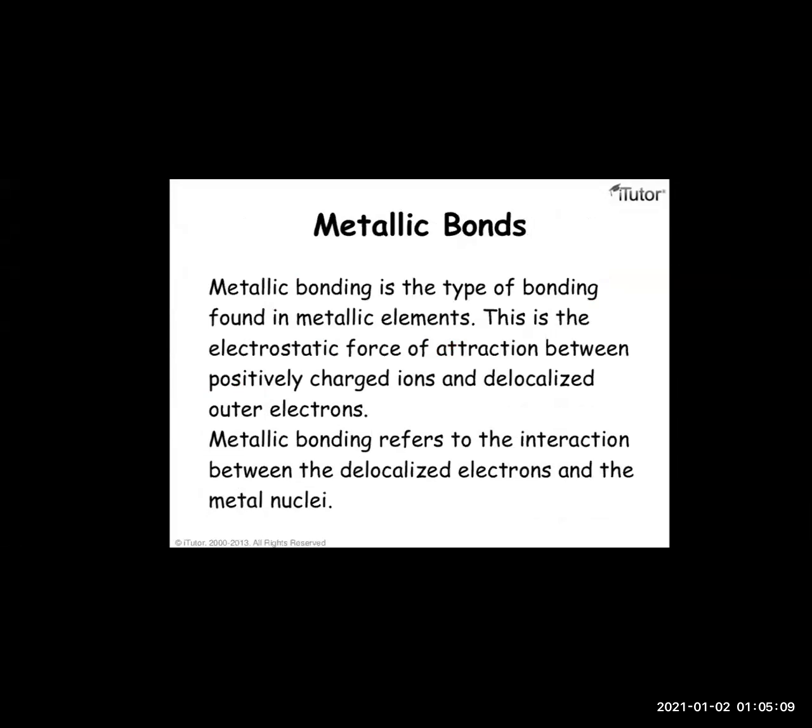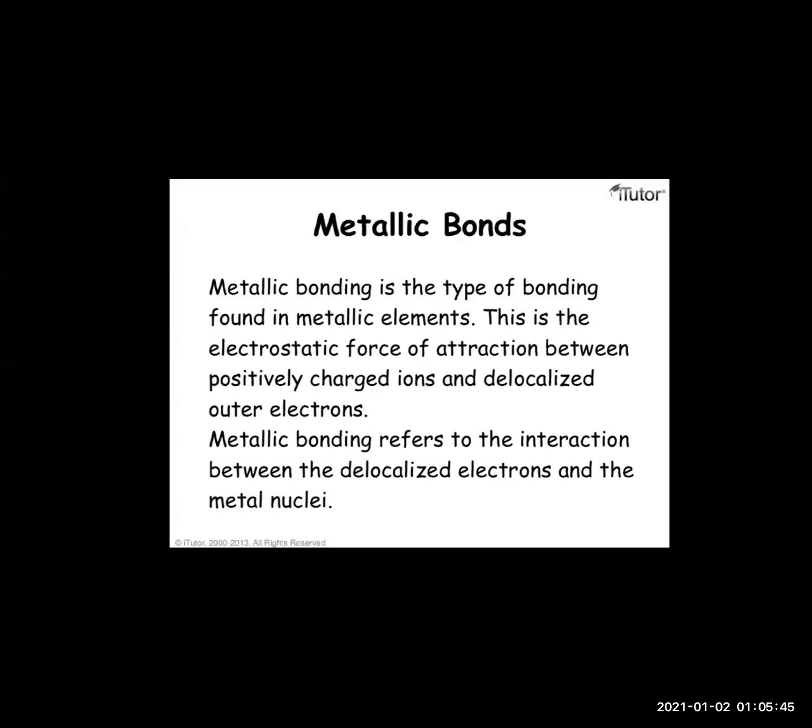Then next is metallic bonding. Now metallic bonding is found in metallic elements. This takes place only in metallic elements. Here what happens? There is an electrostatic force of attraction between the positive ions and the delocalized electrons. Means the positively charged ions are attracting the other electrons. So metallic bonding refers to the interaction between the delocalized electrons and the metal nuclei.